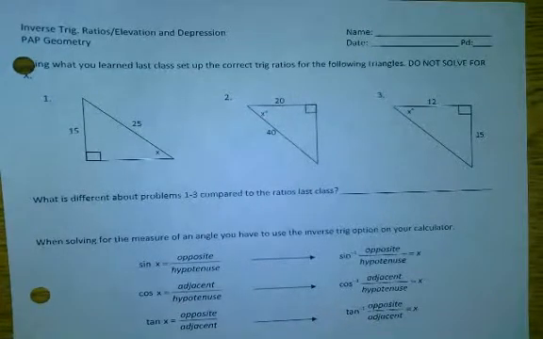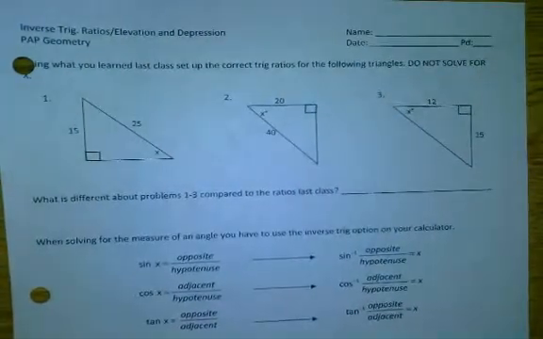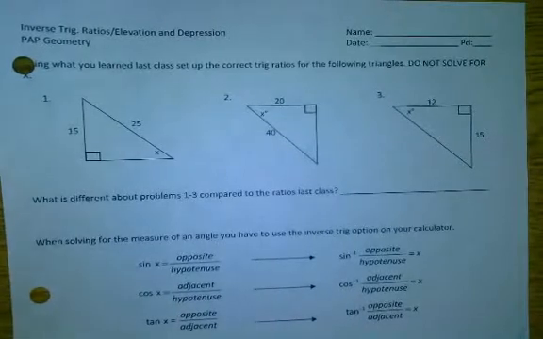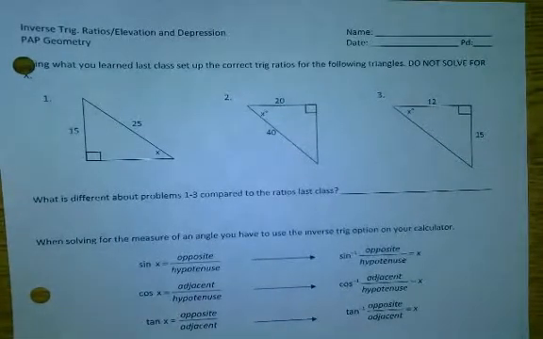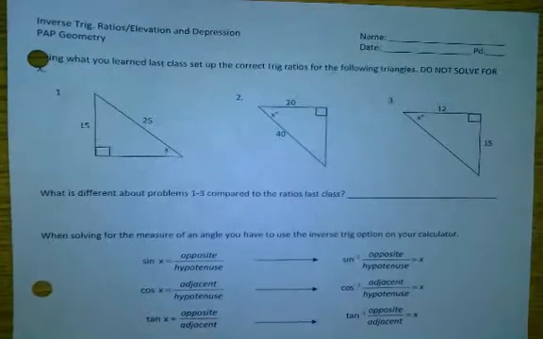Alright, so last class we looked at our trig functions. What are our three trig functions? Sine, cosine, and tangent, and we remember them with the acronym what? SOHCAHTOA, where the O stands for opposite, H stands for hypotenuse, and the A stands for adjacent, which means what?